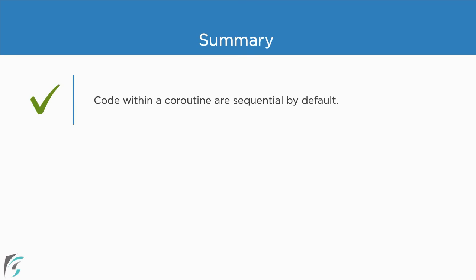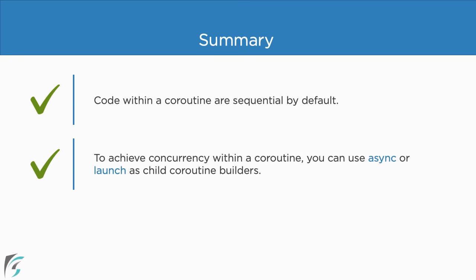So in this way, finally we have reached the end of this video. In this video, we basically learned about how to compose suspending functions and execute them. Firstly, we saw how code within a coroutine is sequential by default. And to achieve concurrency within a coroutine, you can either use async or launch functions as child coroutine builders. Then finally, we saw how to lazily start a coroutine using the async function and therefore optimize your code. So yes, that is it for this chapter.